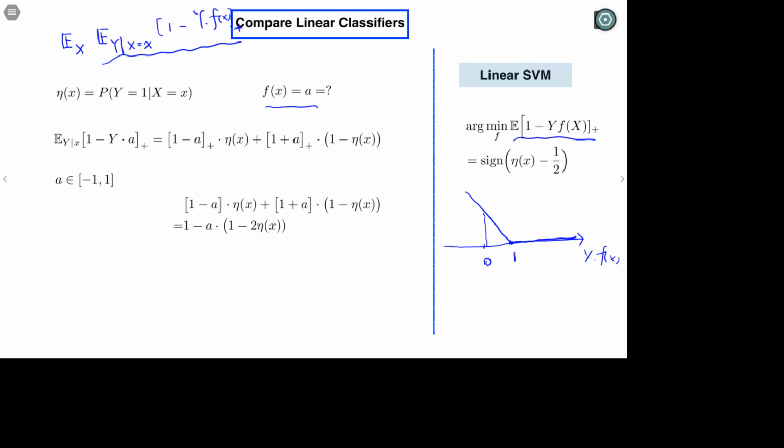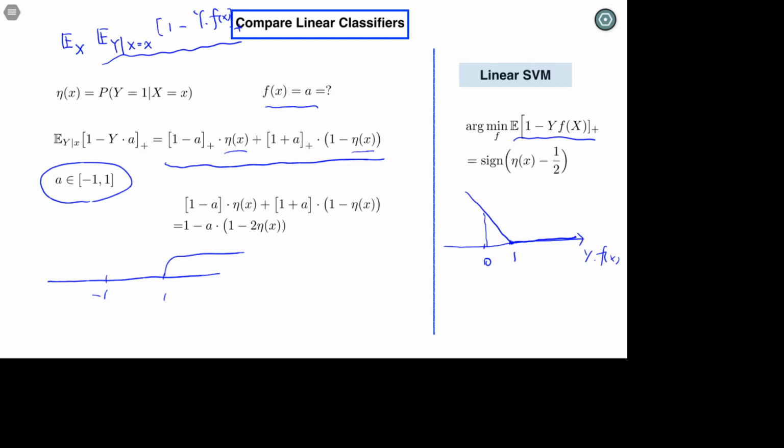So in this expression, eta is given. The only thing we don't know is a. How do we pick an a value which can minimize this? First, we want to conclude that a must be between minus 1 and 1. Because a could be any number, right? So let's do minus 1 and 1. Suppose a is bigger than 1.